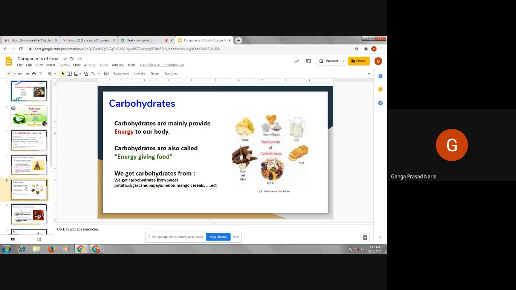What is the general use? Why do we eat food? To get energy from the food. Which nutrients provide us energy? Carbohydrates and fats. First we are going to discuss carbohydrates. Carbohydrates mainly provide energy to our body, so that's why carbohydrates are also called energy giving food. Is it clear, children?